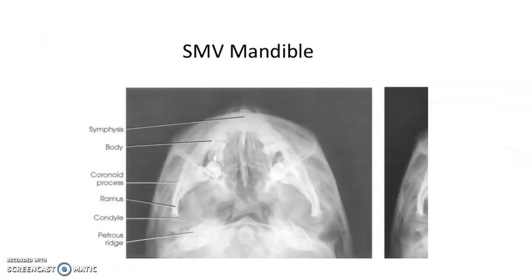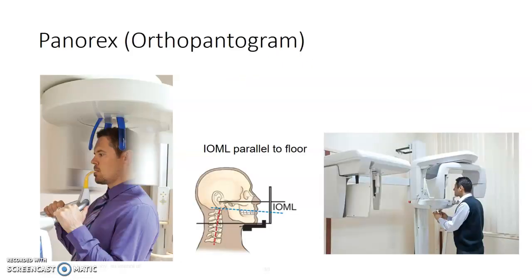Another picture here just with anatomy. The Panorex, also called the Orthopantogram. It's a long, silly word, sort of. But this is the machine. You most likely have had this at the dentist's office. It goes around your head and does a panoramic image.